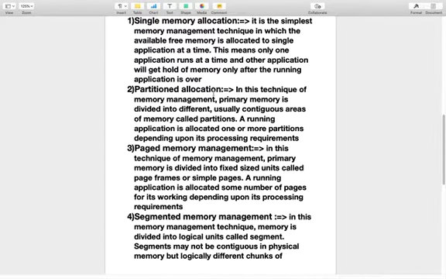Second is partition allocation. In this technique of memory management, primary memory is divided into different, usually contiguous areas of memory called partitions. A running application is allocated one or more partitions depending upon its processing requirement. So in this technique, memory is divided into many parts called partitions, and they are in contiguous areas of memory.